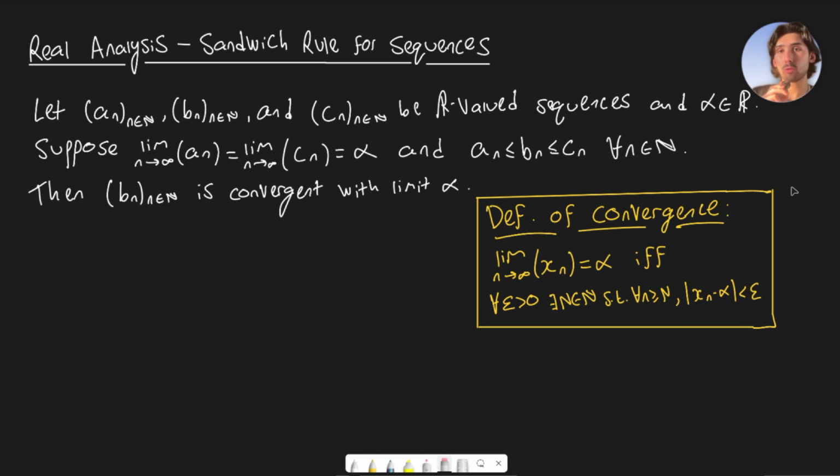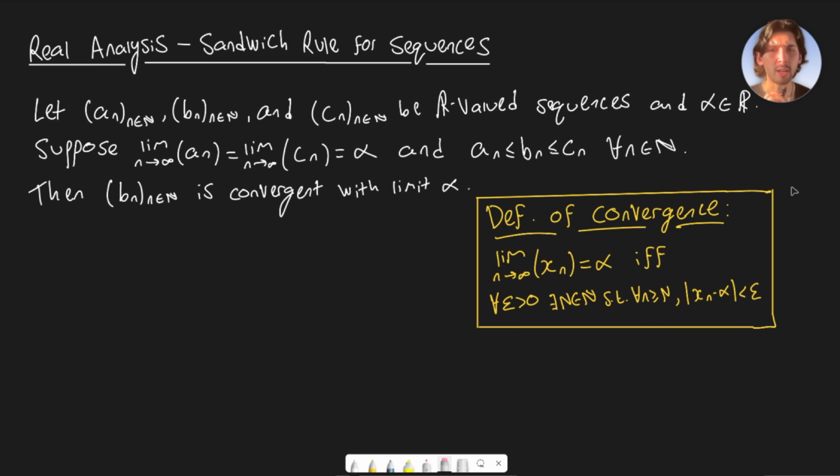The sandwich rule or theorem states that bn is also convergent, and it also converges to alpha. Hopefully that makes sense intuitively. If you have a sequence that's stuck between two others and those two both converge to the same number, then that middle sequence, in this case bn, should converge to that number too. And that's what we're going to prove.